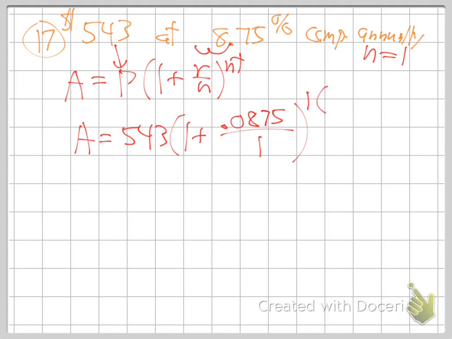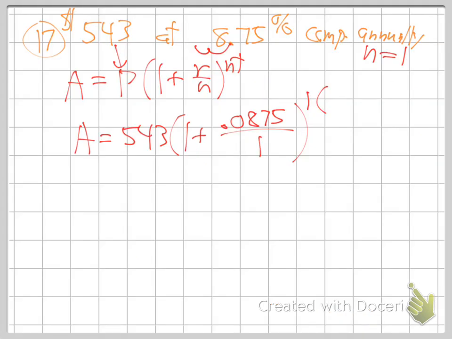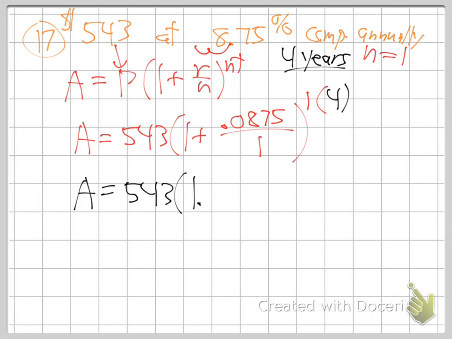The time? 4. Oh, I forgot that part. I think 4 years. Oh, wait, 4. Sorry, 4 years. So that goes there. So 1.0875 to the fourth. Hit the buttons.